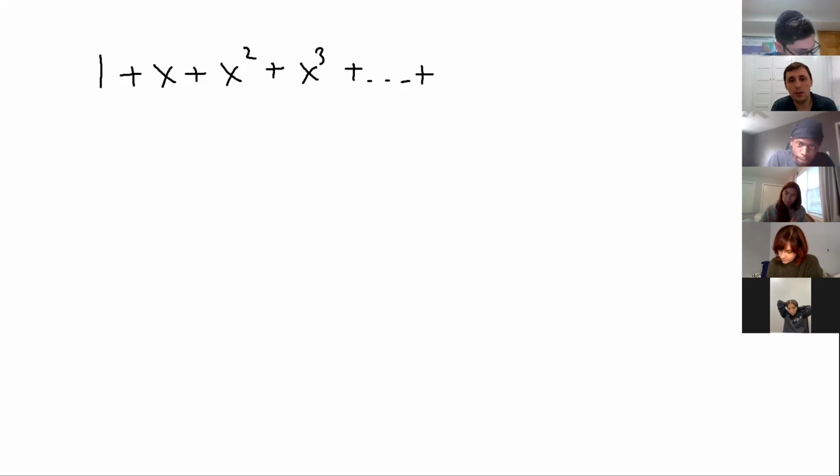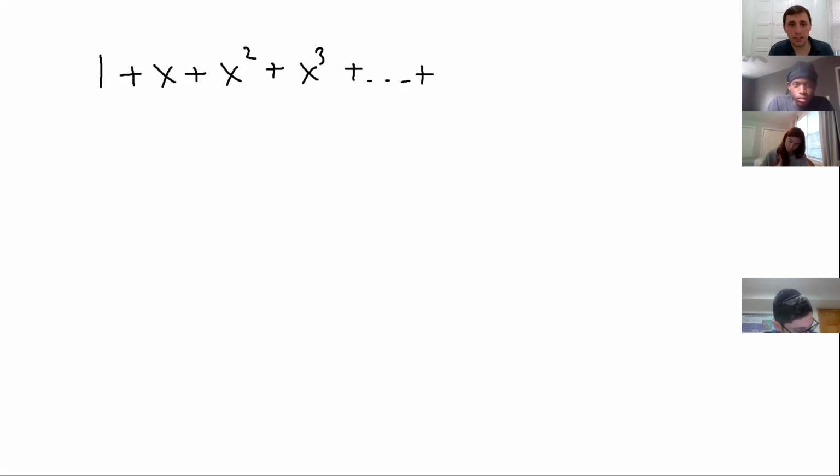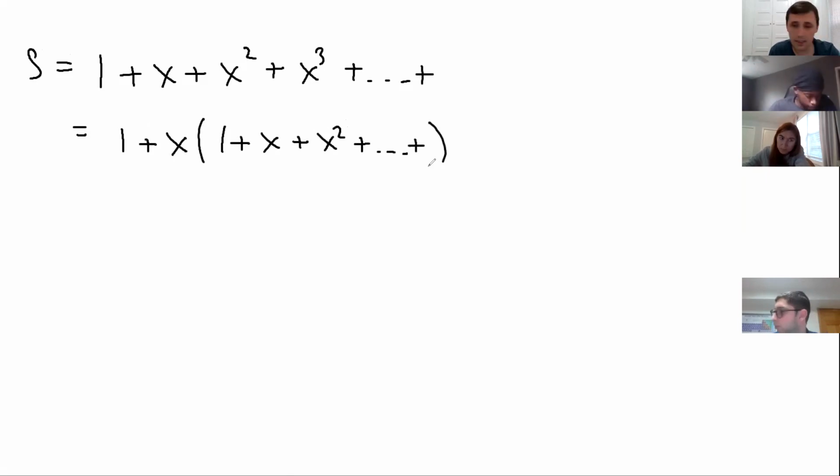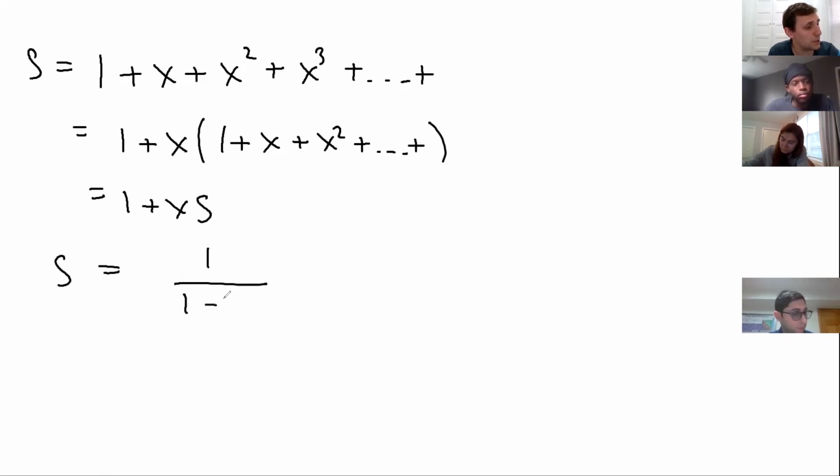No, not quite. Here is how you do it again, guys. I think you forget basic ideas. Yes, finally. This thing is a summation. Do you agree? So now what is that summation? It's 1 plus x times 1 plus x squared. You remember that from the very beginning of the semester, the same idea. So that's equal to 1 plus x times s, which means that if you move it across, you have that s equals 1 over 1 minus x.